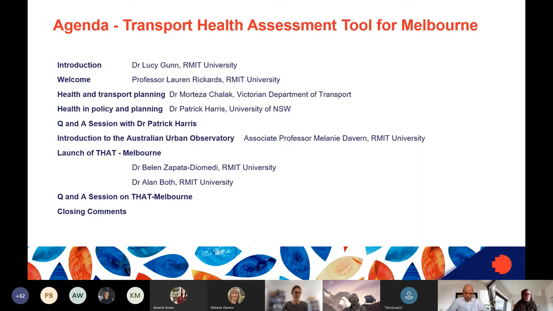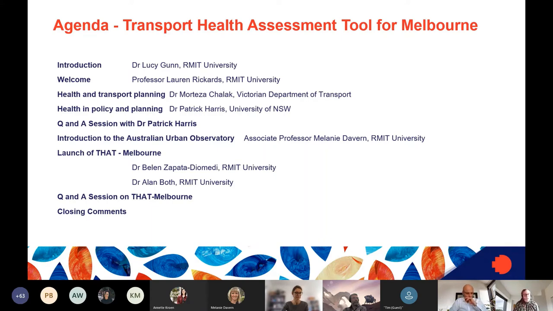Following the introduction, we will have a short presentation by Professor Lauren Ricketts, who is representing the funders for this work. And following that, another short presentation by Morteza Chalak from the Victorian Department of Transport, who's one of our partners on this project. We will then have a presentation by Patrick Harris as one of our guest speakers, and we'll have a short Q&A session on that. And then we move to the official launch of the Transport Health Assessment Tool for Melbourne.